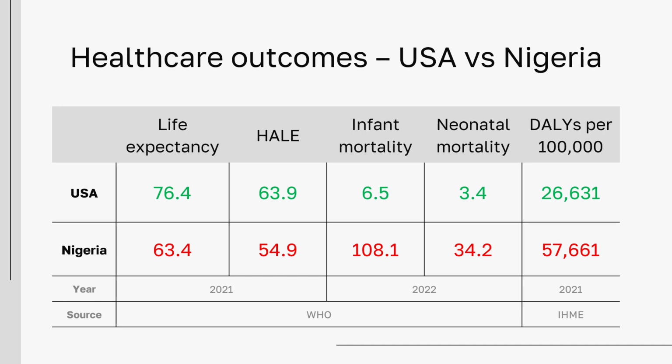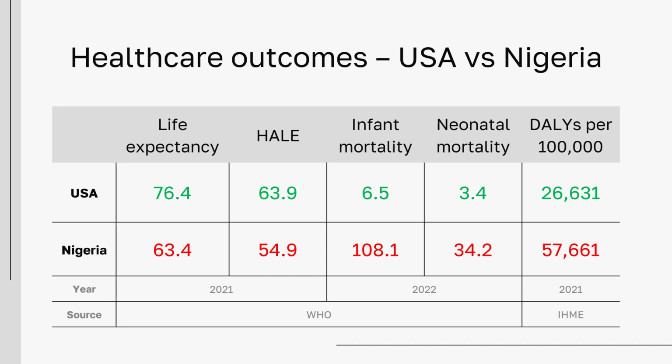So let's start with the high level. The US has better health outcomes than Nigeria. They have a much higher life expectancy, a higher HALE, much lower infant mortality, lower neonatal mortality, that's below 1 year, and lower DALYs per 100,000. And this is data for 2021 to 2022, and the source here is the World Health Organization and IHME.